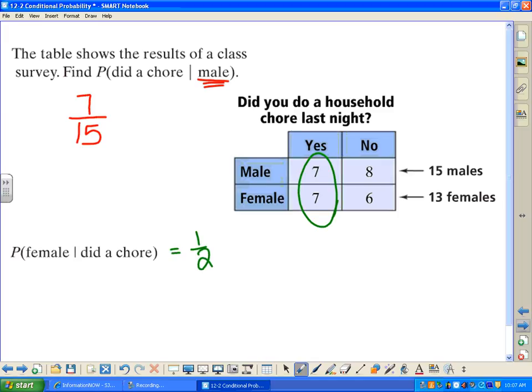Do you see how this conditional probability is limiting the sample space? In neither probability did I look at all 28 students. Does that make sense? You see how that's working? Let's try another one.